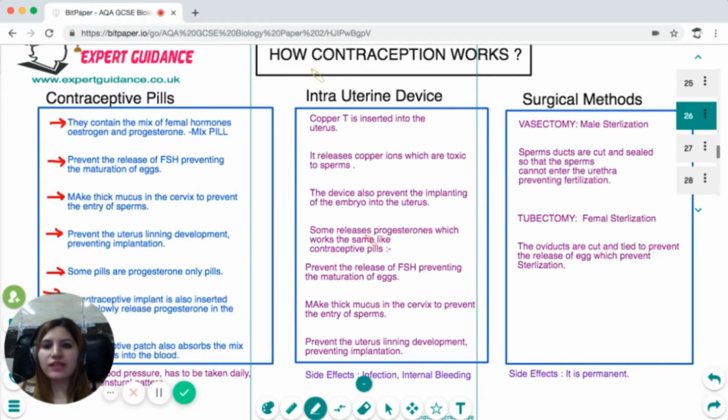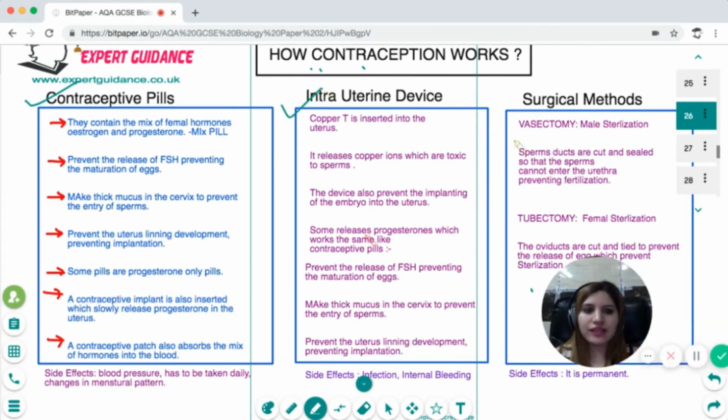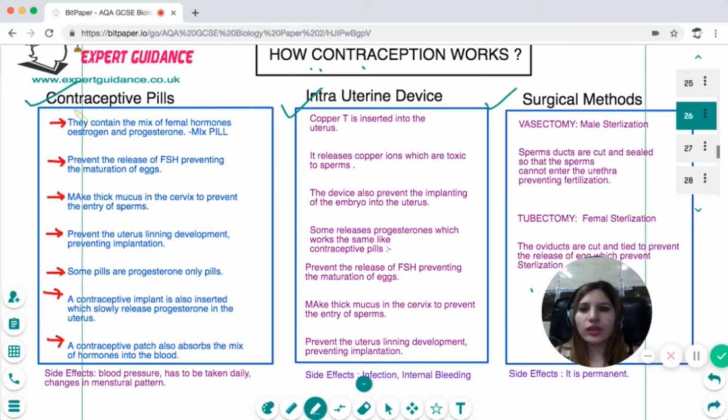Next we have how contraception works. So in contraception, there are 3 major techniques involved: the contraceptive pill, the intrauterine devices, and the surgical method. Now, what are contraceptive pills? The contraceptive pills contain a mix of female hormones, estrogen and progesterone. We call them mixed pills.